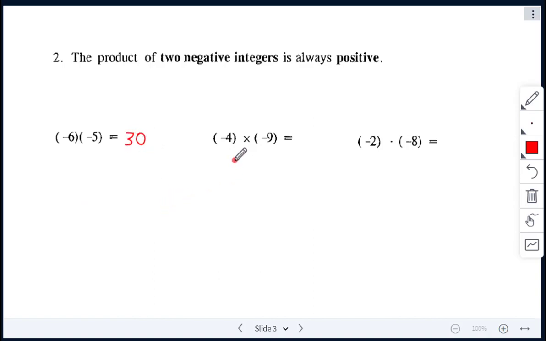Okay, next we have negative 4 times negative 9. So again, our rule is 2 negative integers multiplied together will always be positive. So here, this will give me positive 36. All right, and negative 2 times negative 8 will give me a positive 16.